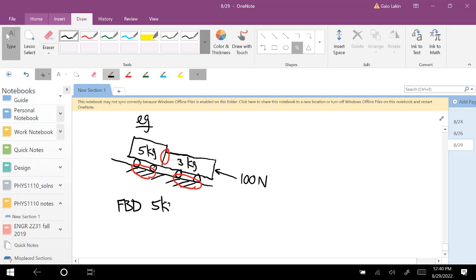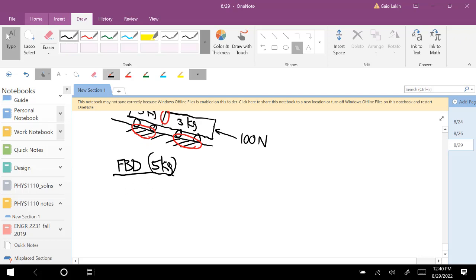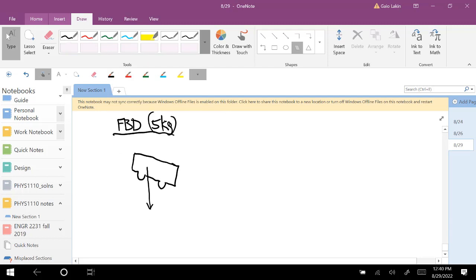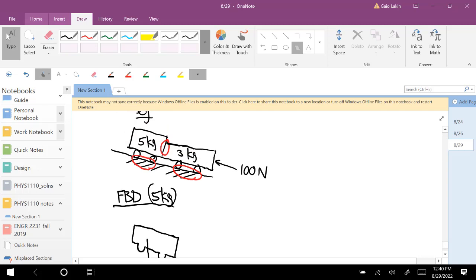So for the 5 kilogram cart, there's the closed outline. There's a weight force of 5 times 9.81, so 49.05. The 5 kilogram cart has 2 frictionless contacts acting on it. That third one over there isn't acting on the 5, it's only acting on the 3. It's not acting on the boundary of the 5, right?